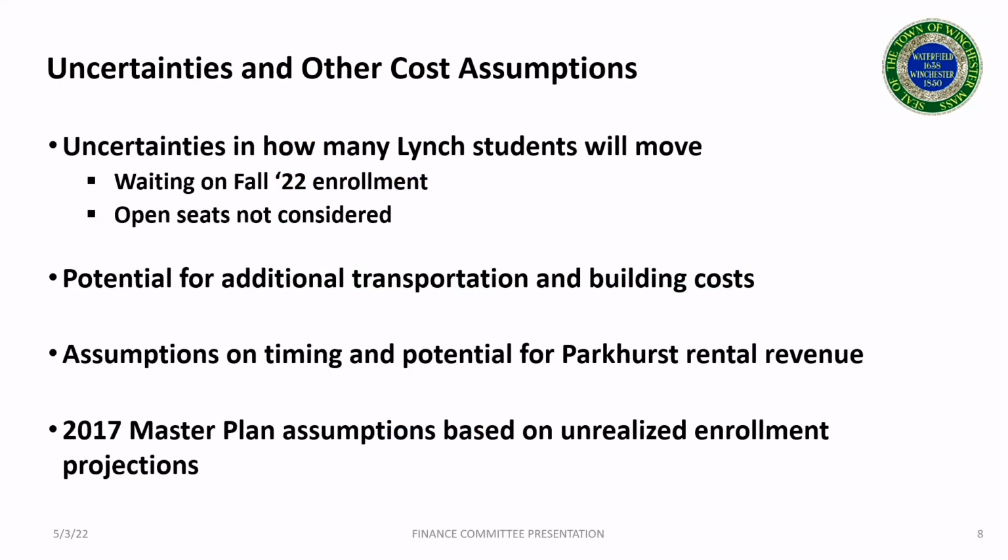There's also uncertainties in other cost assumptions. How many Lynch students will move? We've heard that we're waiting on the fall enrollment numbers to make that decision. Open seats have not been considered. There could be additional costs for transportation or building. There are serious assumptions on the timing and the potential revenue for Parkhurst. And also, the 2017 master plan, which we keep on hearing about, its assumptions are based on unrealized enrollment projections. None of us, I think, use maps from 2017. Why are we still using a master plan from 2017?